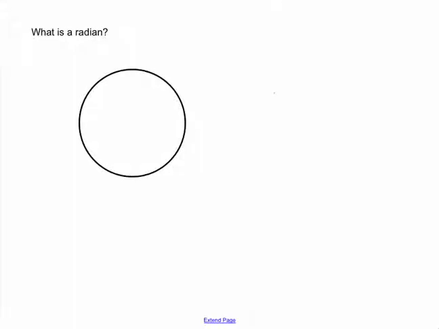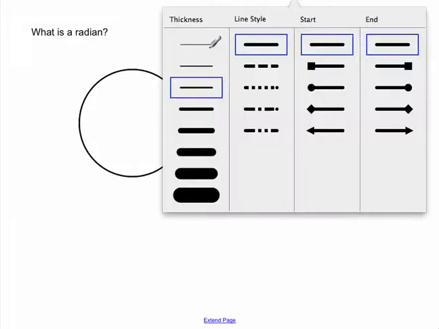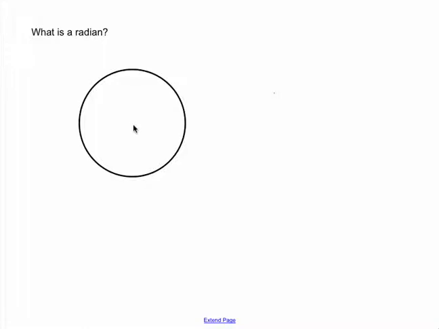Okay, what is a radian? Well, a radian begins with a circle. A circle has, let's say, a radius. Radian, radius.